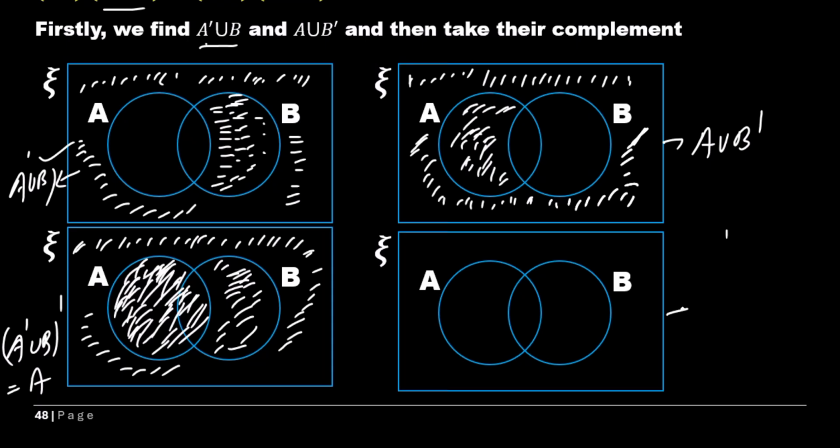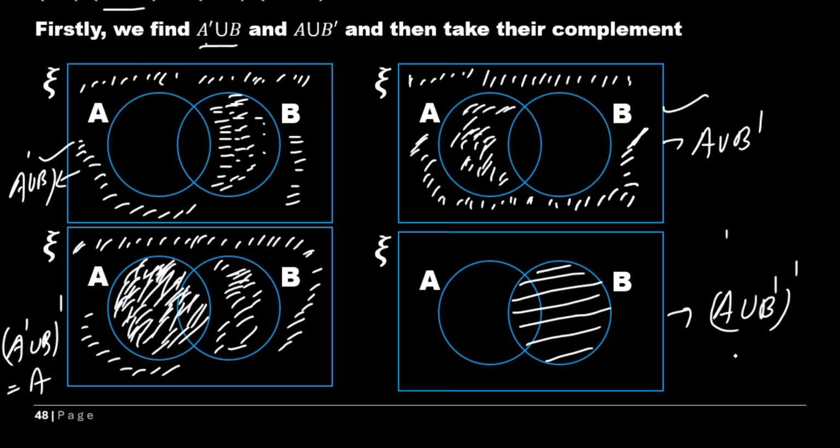Now we have to find the complement of A union B complement. When you take the complement of this figure, this represents everything that is not shaded here, and this is simply set B. So this represents the complement of A union B complement, that is B. So this completes the first case.